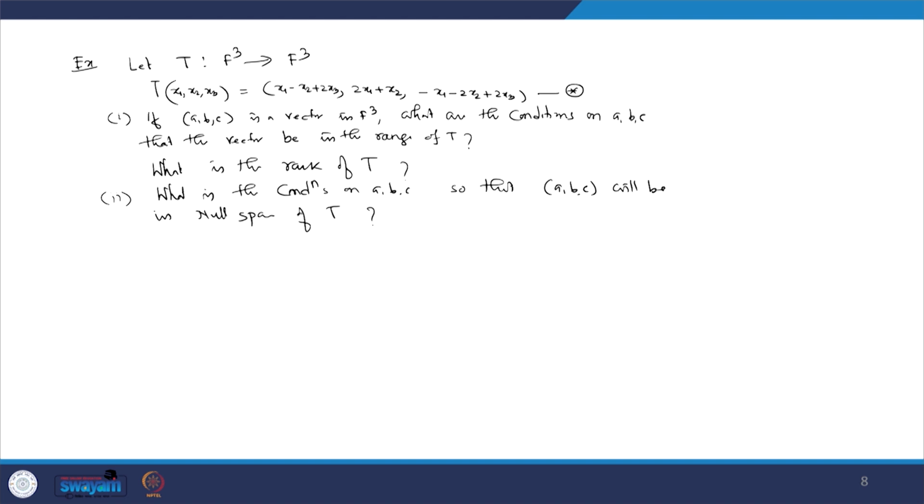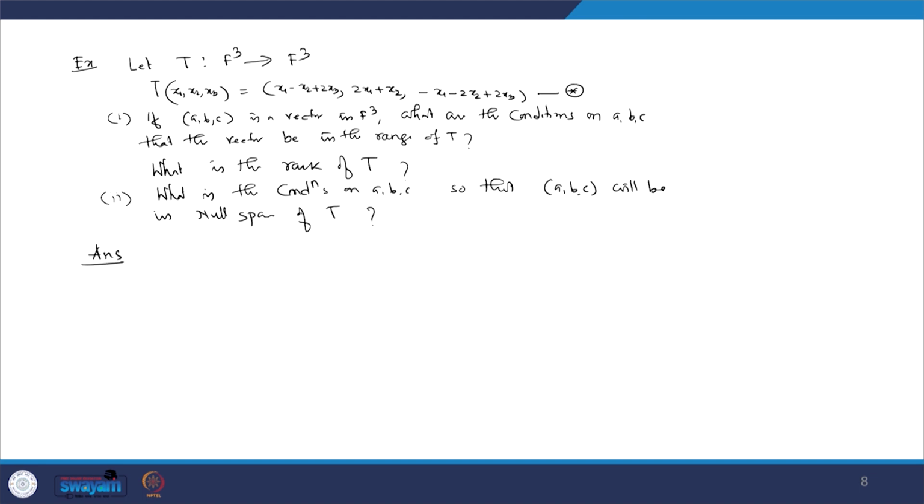The first question is, if (a, b, c) is a vector in F^3, what are the conditions on a, b, c so that the vector will be in the range of T? And as part of this question, what is the rank of the transformation T? Second, what is the condition on (a, b, c) so that (a, b, c) will be in the null space of T? So, let me answer one by one.